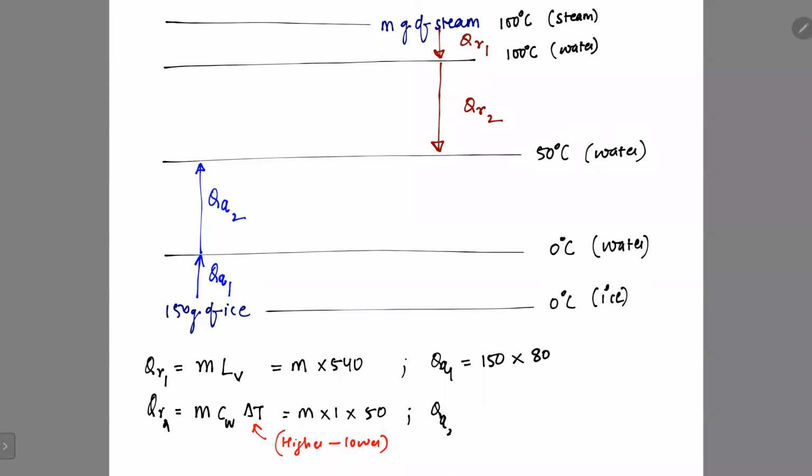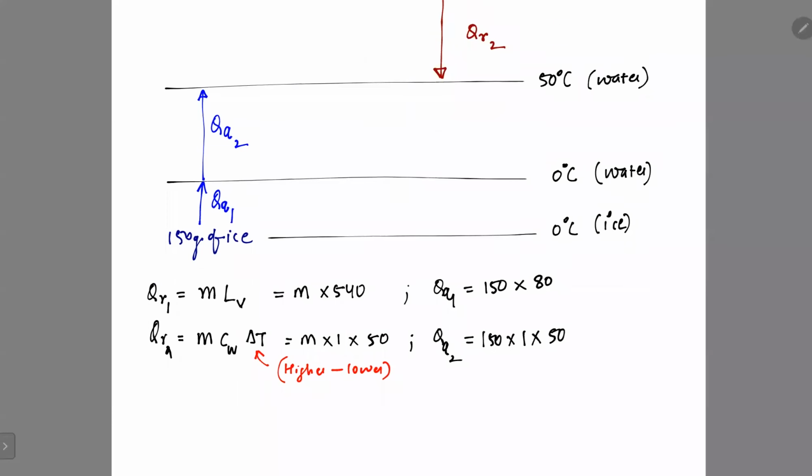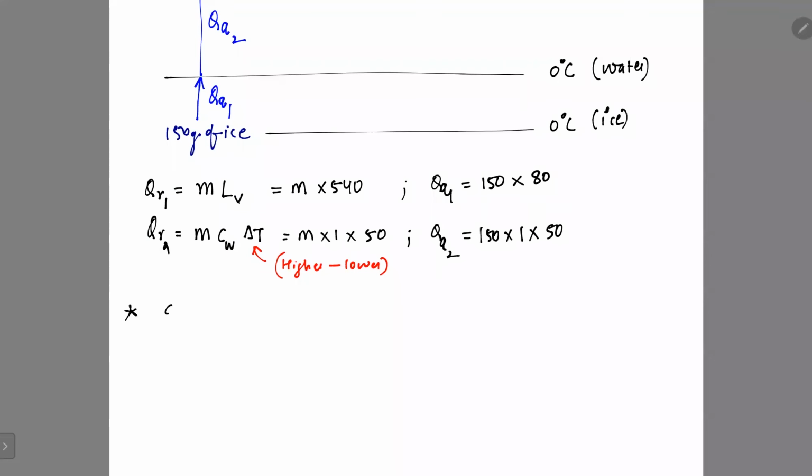Now Q absorbed 2. Do you find Q absorbed 2 as a phenomenon of melting, phase transformation, or heating? Heating. What should be the formula? MC delta T, which is 50 minus 0, right? Higher minus lower. So again, it's going to be 50. Do you agree with me? Beautiful. Now, the principle says Q released is equal to Q absorbed.